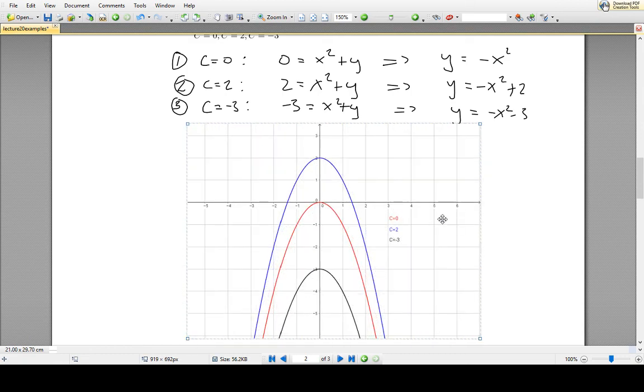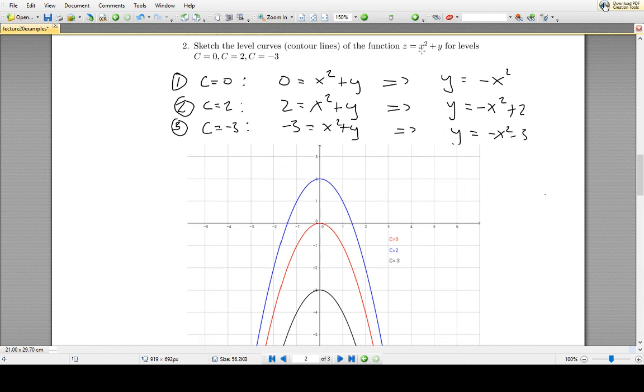At the height z equals 0, if you take the slice, the mountain would look like a parabola with vertex 0, 0. If you take the slice at c equals 2, a height of 2, you get a parabola that's been shifted up by 2. And if you took the slice at the height z equals -3, you would get a parabola that's been shifted down 3 units. So these are the contour lines of the function x squared plus y at these three levels.